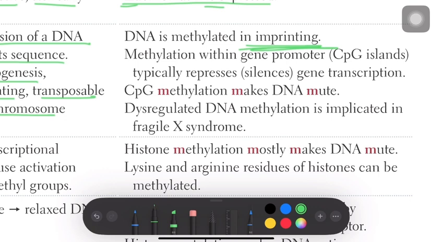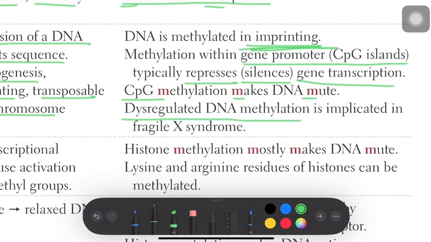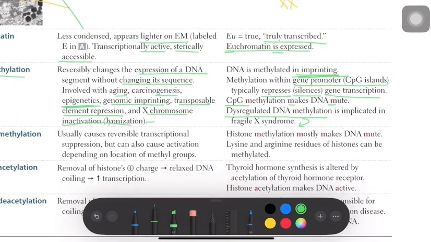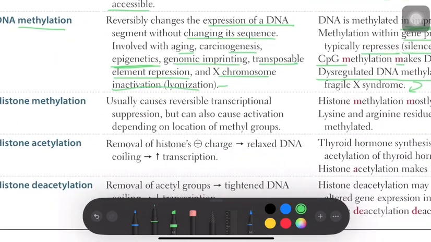Angelman syndrome. Now, methylation within the gene promoter CpG islands is going to silence, repress gene transcription. So, CpG methylation makes DNA mute, mnemonic. Now, if you have a dysregulated DNA methylation, then you can get fragile X syndrome. Next, we have histone methylation.